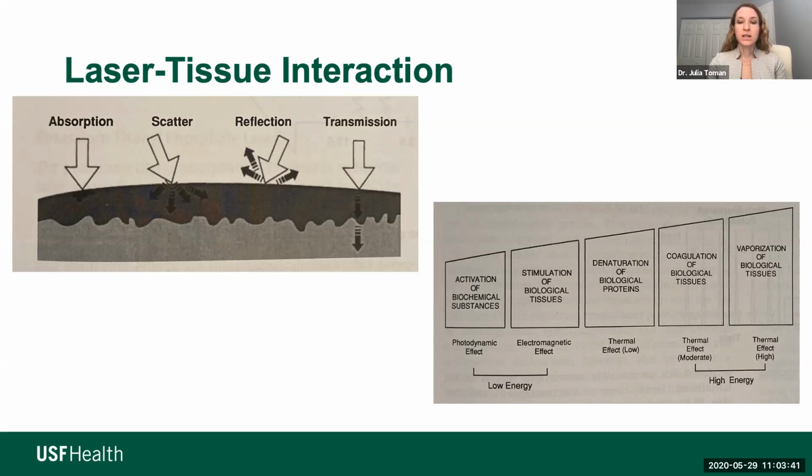So for instance, as the spot size of a laser beam decreases, the amount of power reaching a particular volume of tissue increases. So the power remains the same, but if you're putting it over a smaller surface area, there's going to be more intensity in that smaller surface area.